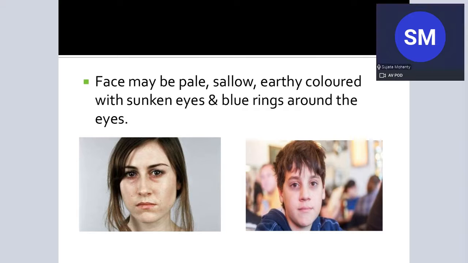And the face may be pale, sallow, earthy colored with sunken eyes and blue rings around the eyes. So the psoric patient's face will express that something wrong has happened with the patient. He is not well. His body condition is reflected in his face. So they are very sickly looking, like in these pictures. Through their facial expressions, we will know that there is something wrong with this patient. So that's why the face is pale, sallow, and earthy colored with sunken eyes and blue rings around the eyes.